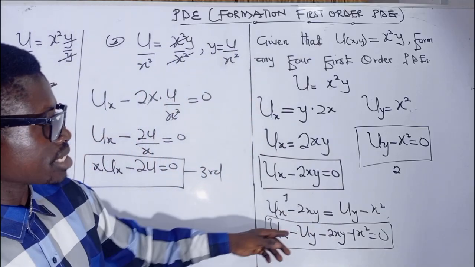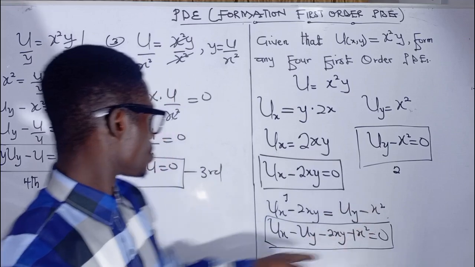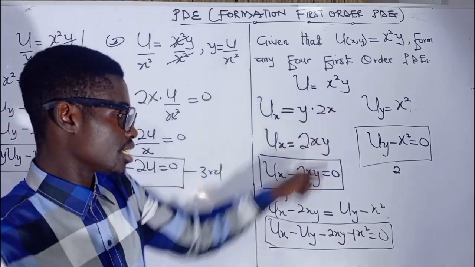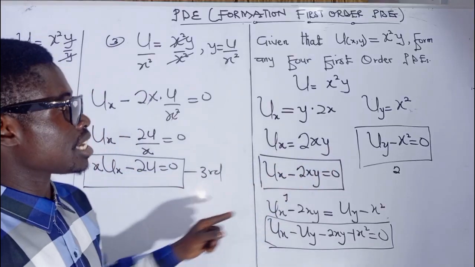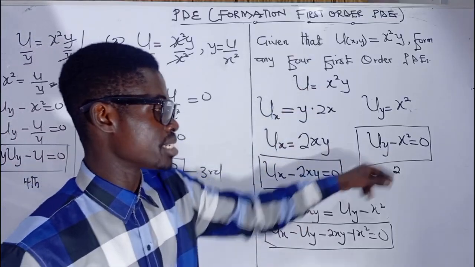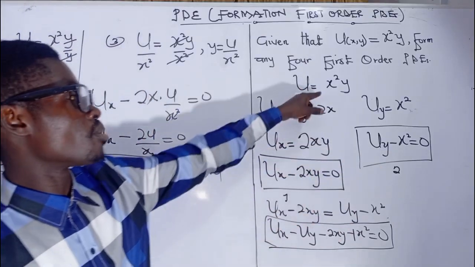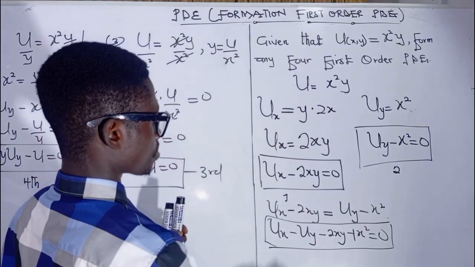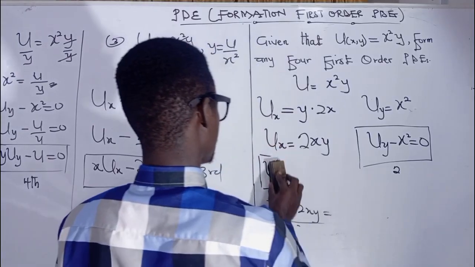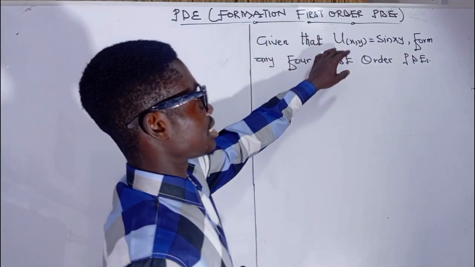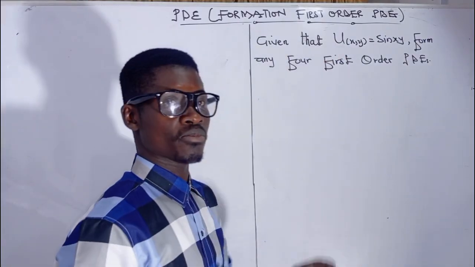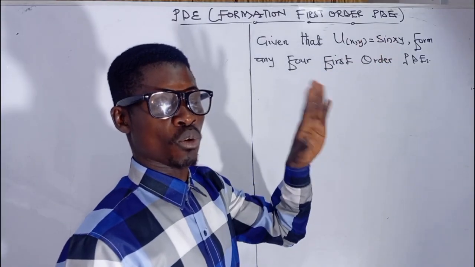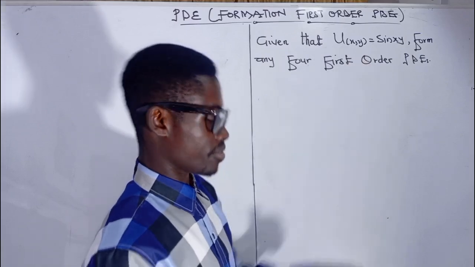So we have another first order partial differential equation. Now all of these PDEs, 1, 2, 3, 4, 5, the function u is a solution to all these PDEs. It means that this function will satisfy all these PDEs that we have formed from this function. Let's look at another example. So we have our example 2. We want to form 4 first order PDEs from this function.